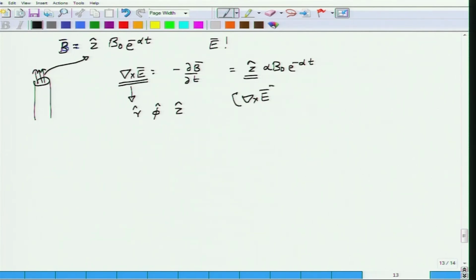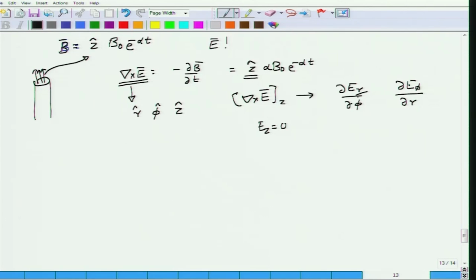The Z component of curl of E will involve the E R and E phi components, appropriately differentiated with respect to phi or with respect to R. There would be a 1 by R or minus 1 by R there, but the point here is that you have a radial electric field component and a phi component. Clearly Ez will be equal to 0, there will not be any Ez possible in this situation because the curl of E on the right hand side has only the Z component.